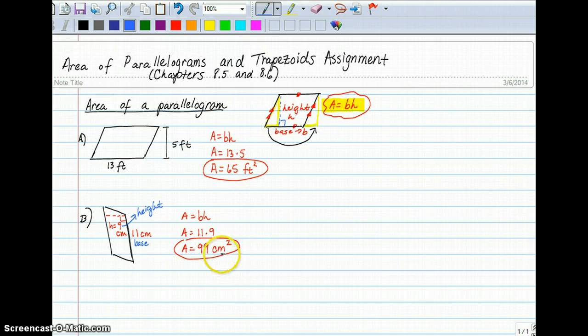All right, now we're going to go ahead and work on trapezoid. On the next, I'm going to go to another page. Your paper doesn't need to be folded in half. You can just take your notes right on the paper. And I'm going to go ahead and go to the next page for trapezoid.